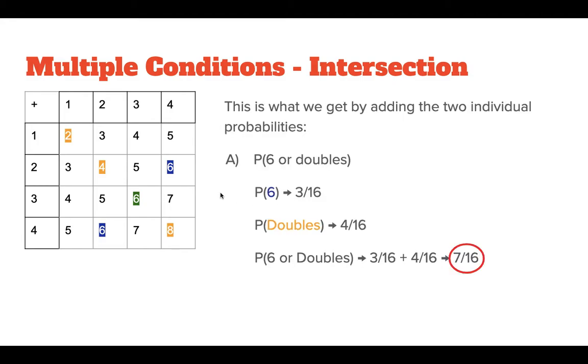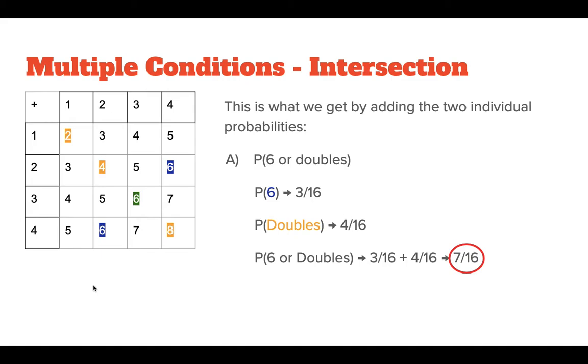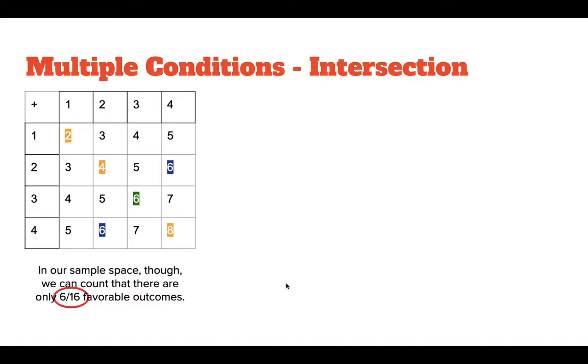Getting a 6 is 3 out of 16, because there's 3 ways to get a 6. Rolling doubles, there's 4 ways to get doubles. So 3 plus 4 equals 7, 7 out of 16. But if we look at the picture, we can clearly see that there's only 6 favorable outcomes here. I've got the 5 that are in here plus this 1. So how is it that I got 7 out of 16 when I try to do it with the math, but I get 6 out of 16 when I look at my sample space and count it out?